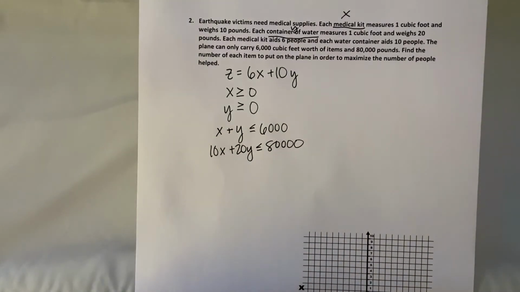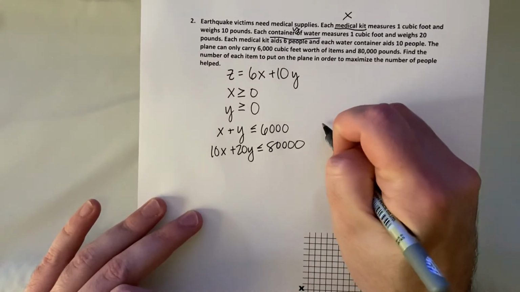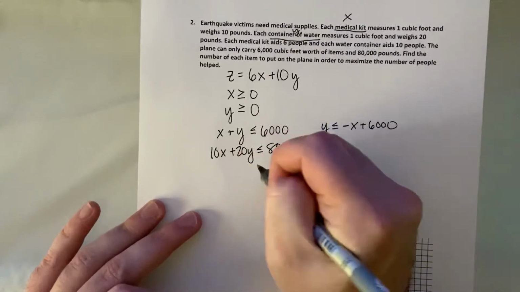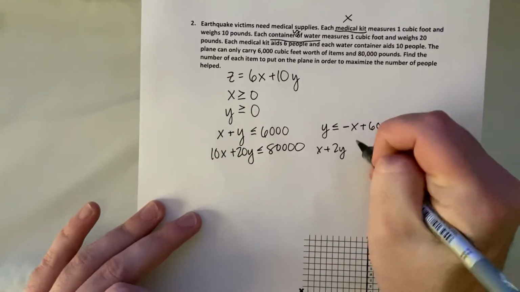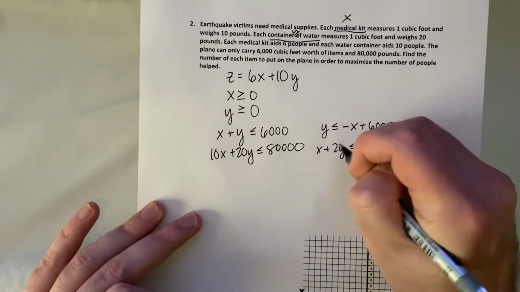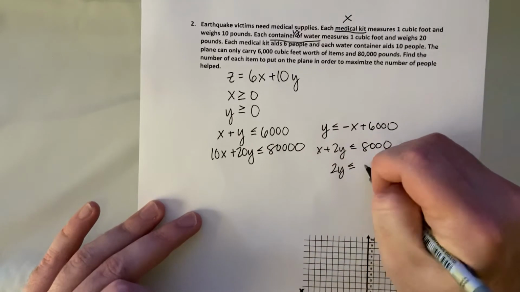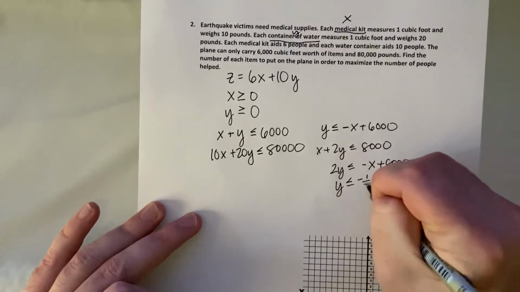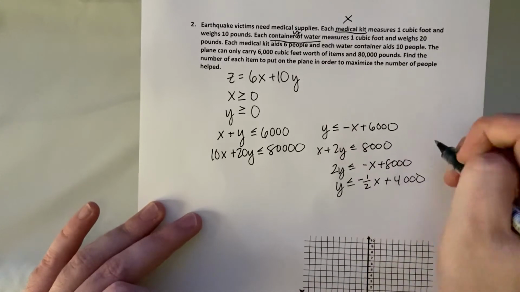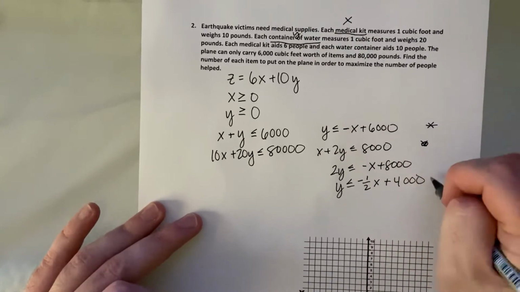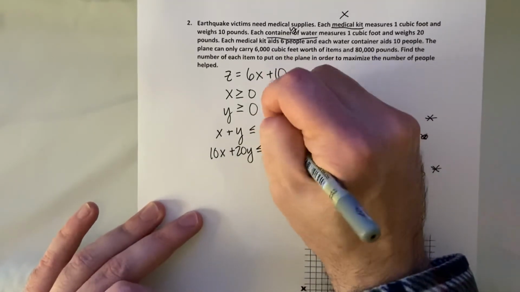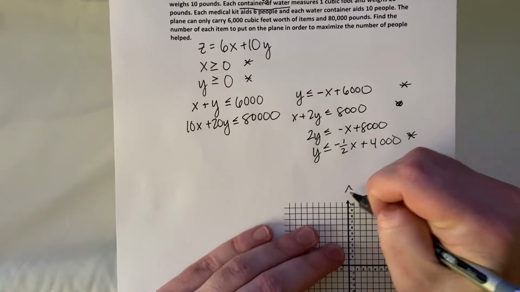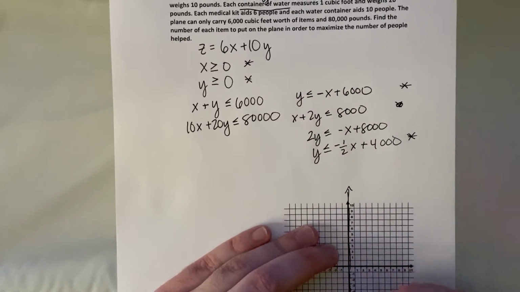Okay, so I'm going to reduce the equations as much as possible. This is y is less than or equal to negative x plus 6,000. If I divide everything by 10, I get x plus 2y is less than or equal to 8,000. So 2y is less than or equal to negative x plus 8,000. Divide by 2, y is less than or equal to negative 1/2 x plus 4,000. So these are the 4 equations I need to graph. So x is greater than 0 and y is greater than 0 is just restricting me to the first quadrant down in my graph.